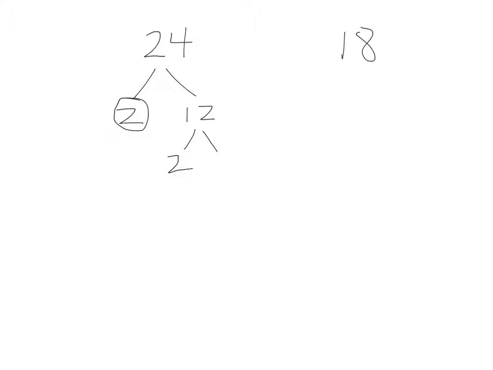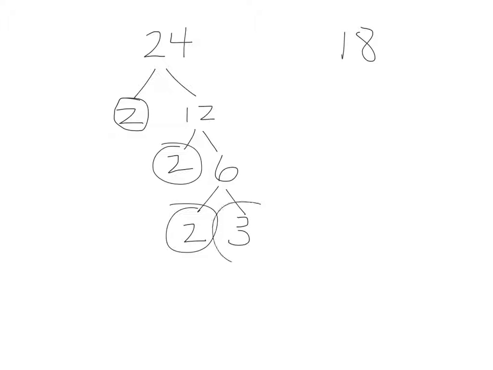2 times 6. I circle the 2 because that is also prime. I'm going to make more branches to break down the 6 even more with a 2 multiplied by 3, which are both prime. I have now circled 2 times 2 times 2 times 3, which makes the prime factorization of 24. Now, to do the same for 18, I do 2 times 9.